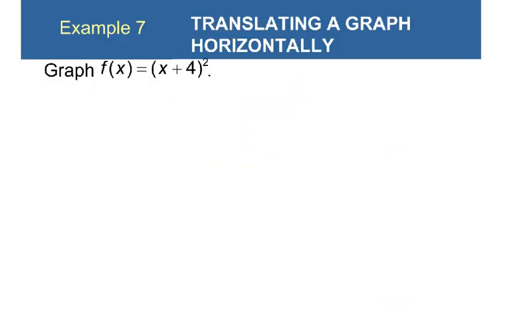Okay, so let's look at an example. Here we have, again, our basic function x squared, but see how we are adding or subtracting before we're squaring it? That is going to result in a horizontal translation.